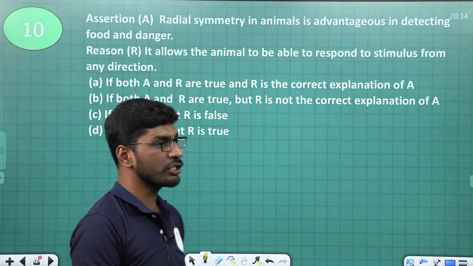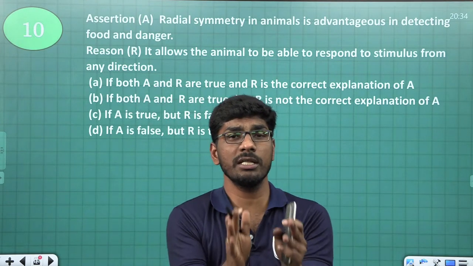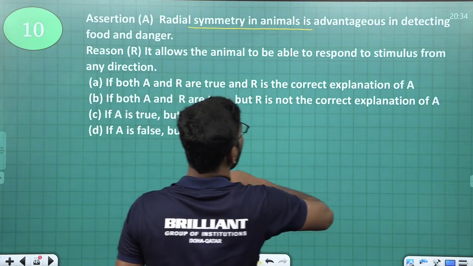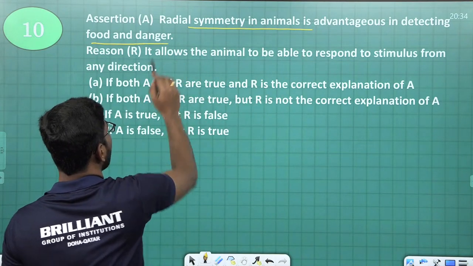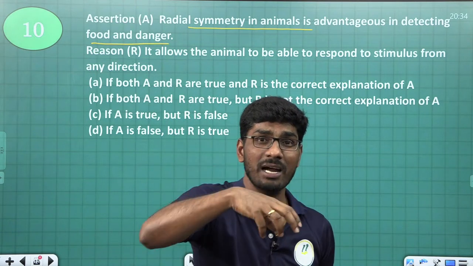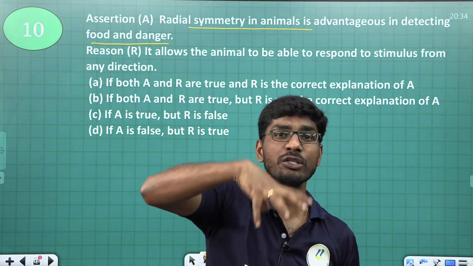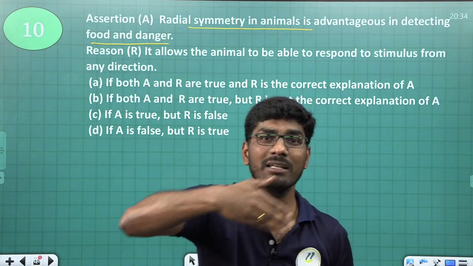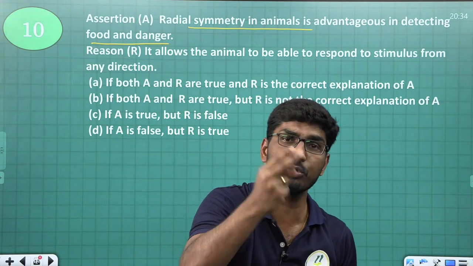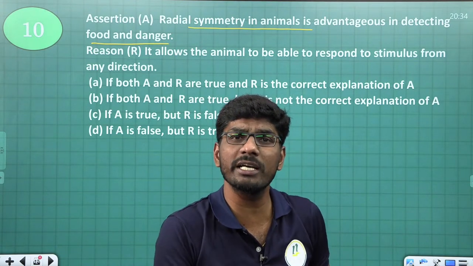Question number 10. Assertion and reason question. This I clearly mentioned in the class. Number one: radial symmetry in animals is an advantage in determining food and danger. My dear students, organisms which are sessile, attached to a substratum, cannot locomote. They show radial symmetry. If you cut through the central axis in any plane, it will give two equal halves.